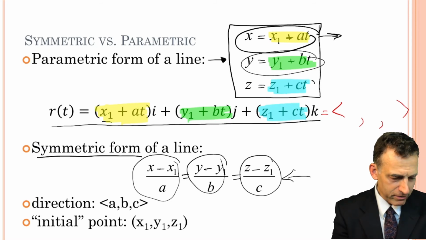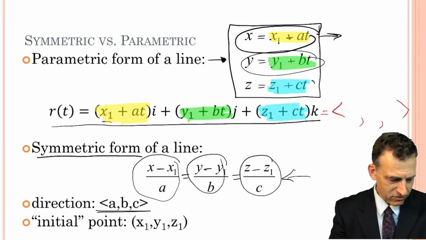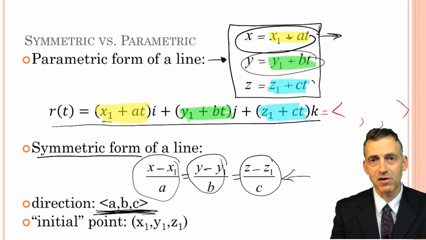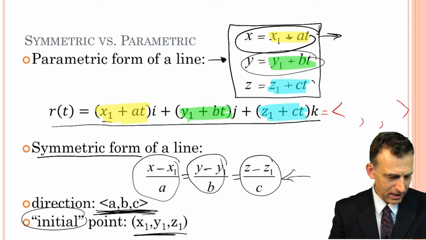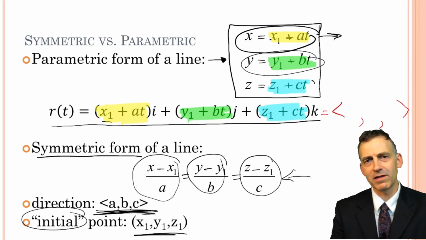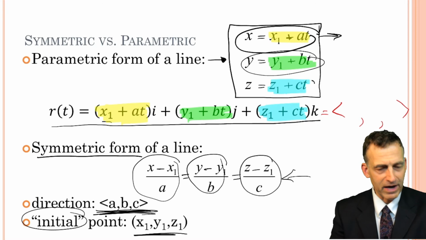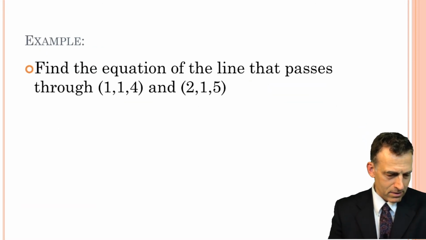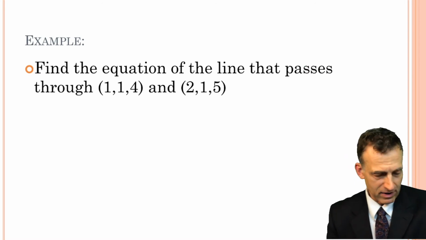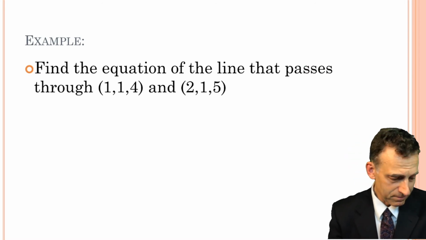So in all three of these cases, the direction that the line is going is a, b, c, it's a vector. And the initial point, and I put that in quotes because there is no initial point, the line stretches infinitely in both directions, but we'll just call that x1, y1, z1. So one more of these, and then we'll take a break, and we'll do planes next.